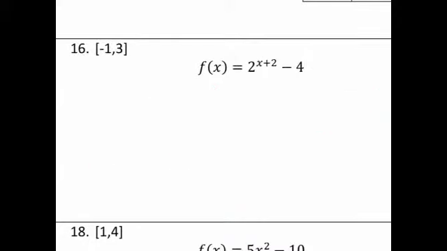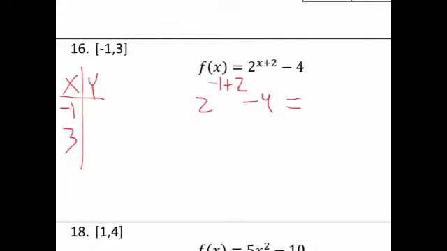Anyway, moving on to 16. Again, we don't have our table yet, so we need to make one. We have x value of -1, x value of 3. Plug those both into my function here. You got 2 to the -1 plus 2, and then minus 4 on the end there. -1 plus 2 is 1. 2 to the first power is 2. Minus 4 is going to give me -2.